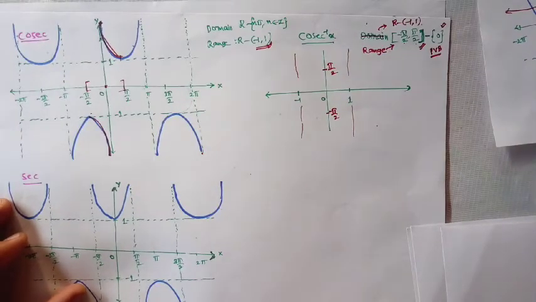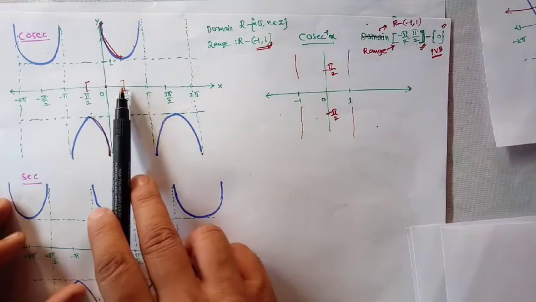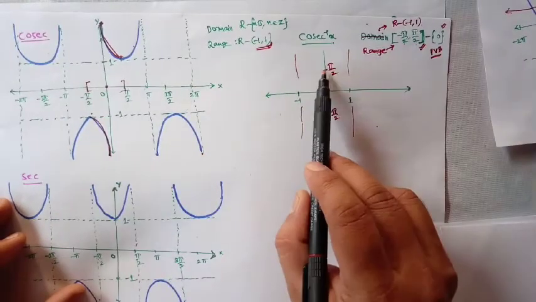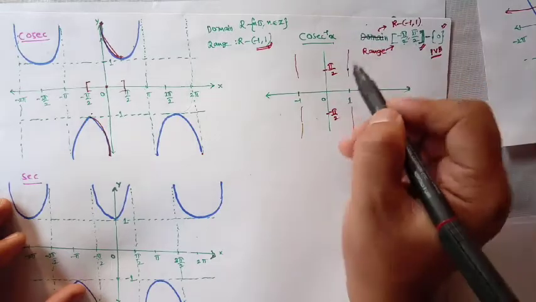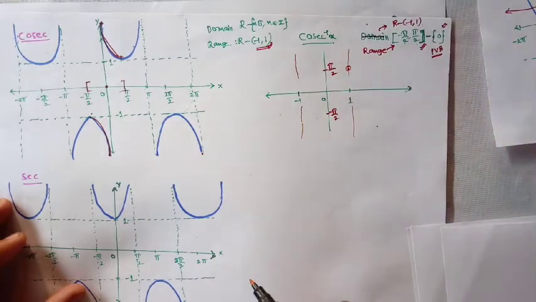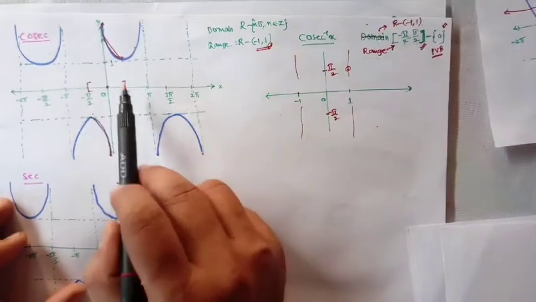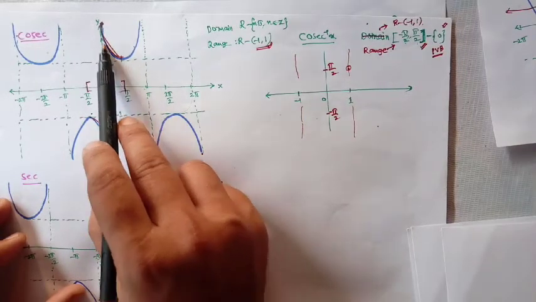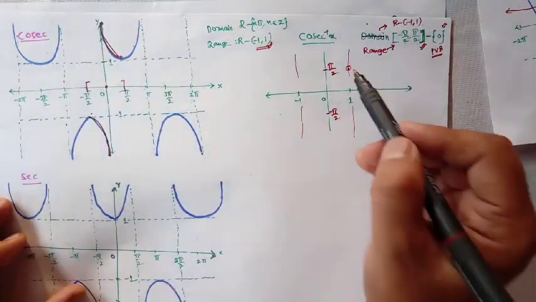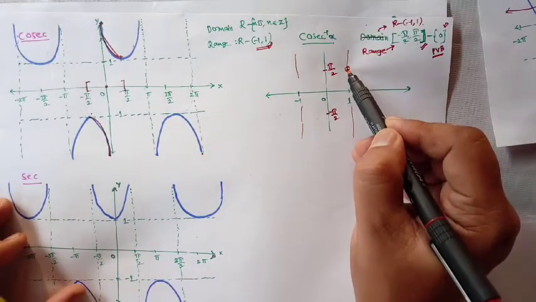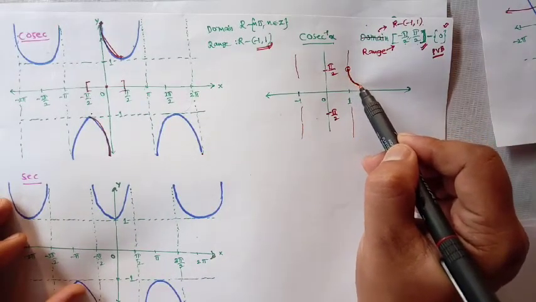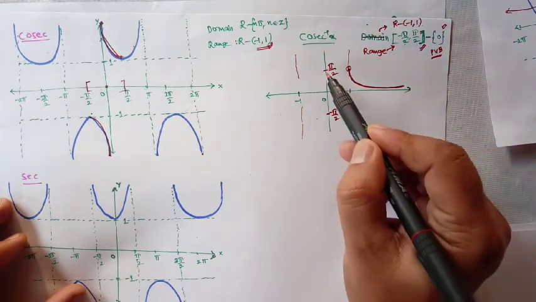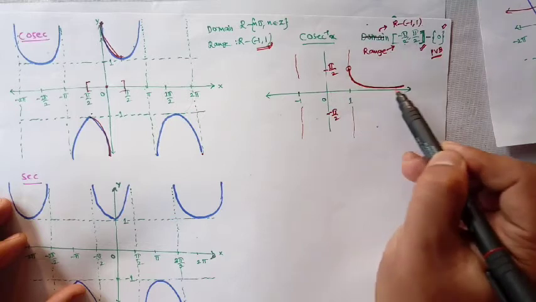Now cosec generally, at pi by 2 it is taking the value 1, so you make it as 1 here. And next, when it is coming nearer to 0, it is going to infinity. Same way, when it is going towards 0, this way your graph will move. When it is reaching 0, it will move to infinity.